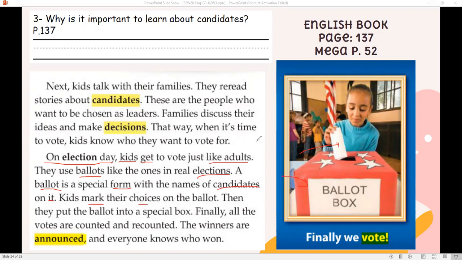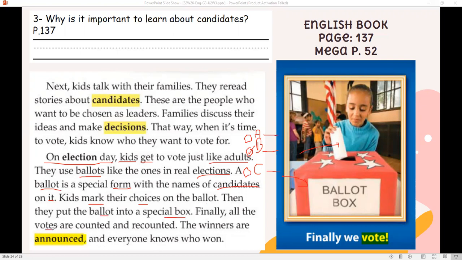Let's say I have person A, person B, person C. These are the candidates. And there's a tick or a box next to each option. And then the kids will, for example, I want to choose B, so they mark the box next to B. Then they put the ballot into a special box.